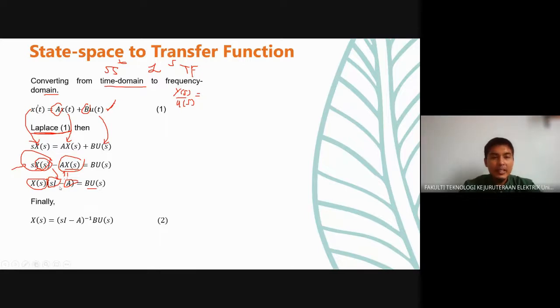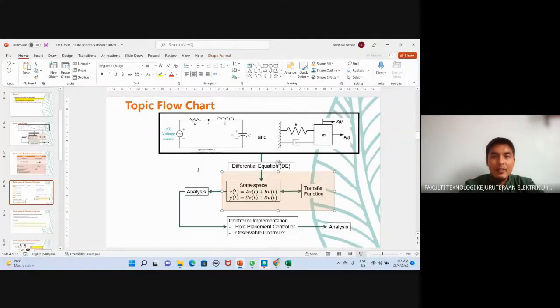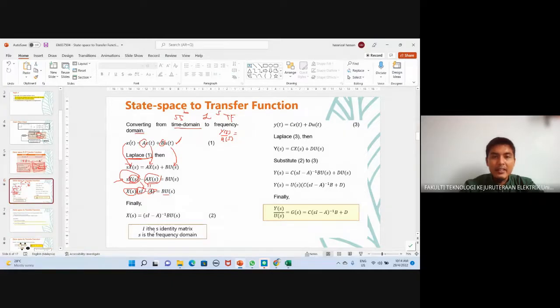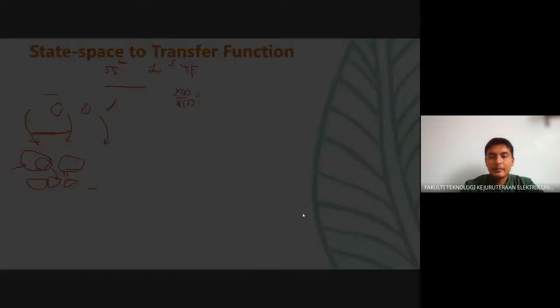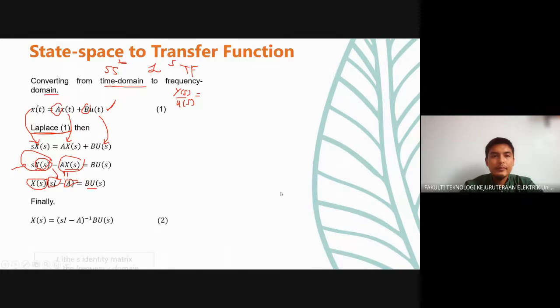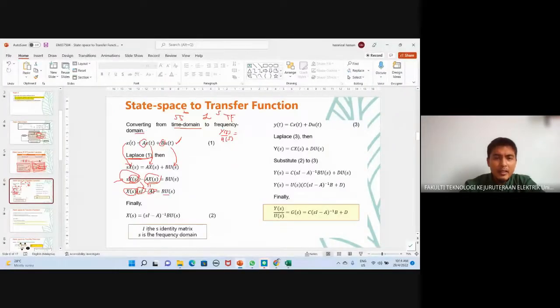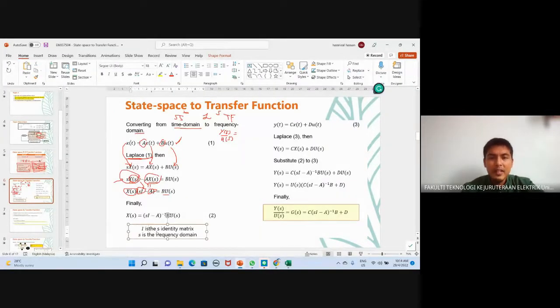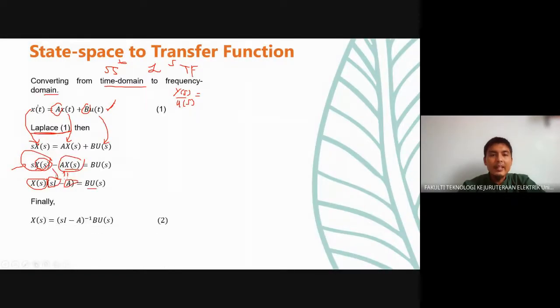I is the identity matrix, and s is the frequency domain variable. So it is clear why we need to put I in here.